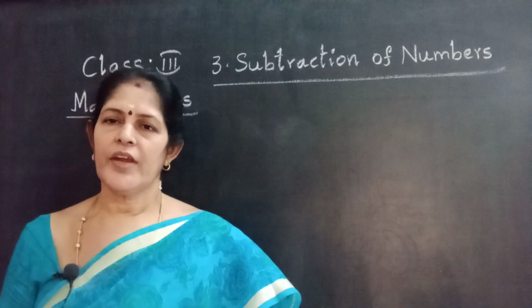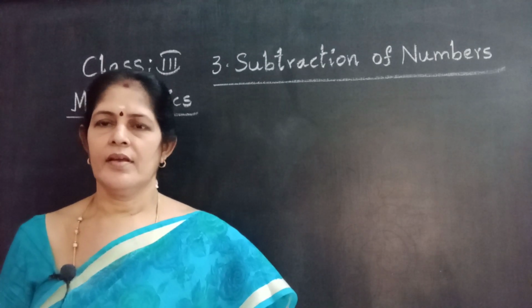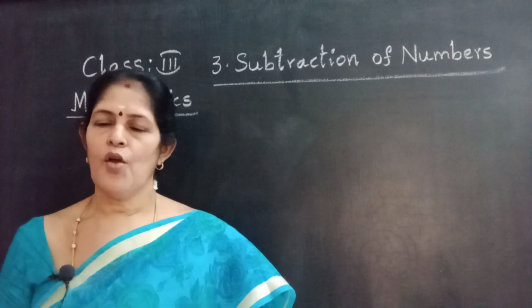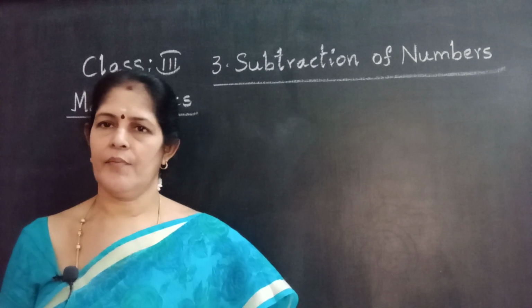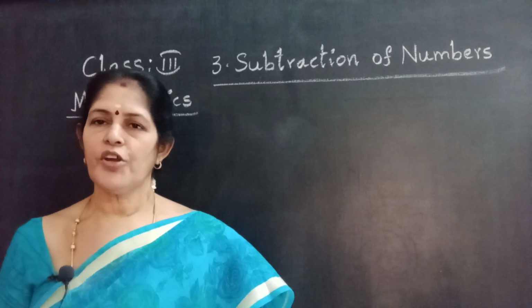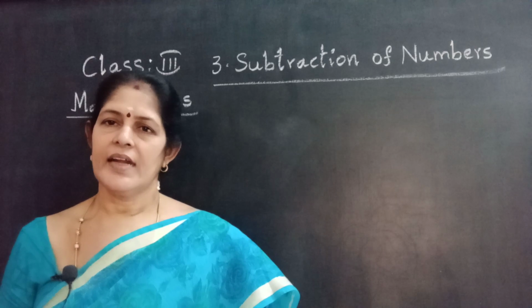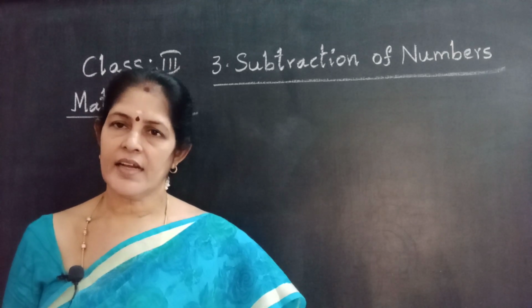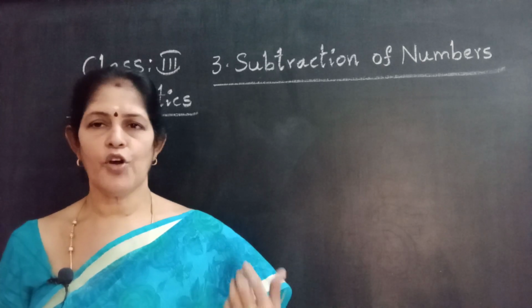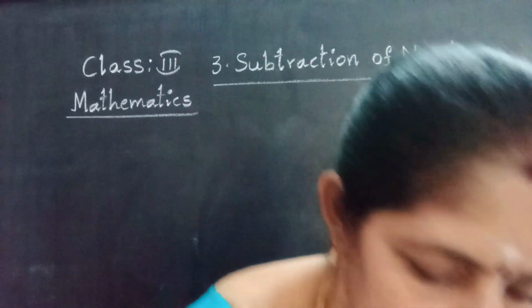Subtraction means we take away a smaller number from the bigger number. We take away one number from another number. Minus is the symbol for subtraction. How do you get the difference? Big number minus small number. Difference is the result of subtraction. Before going to the class, there is one small exercise given in our textbook.